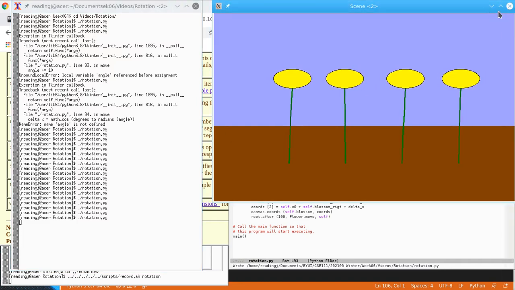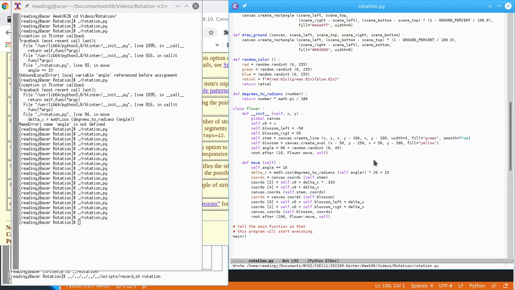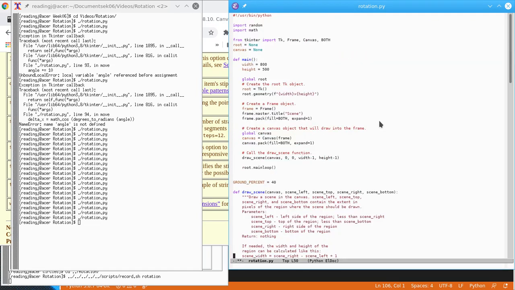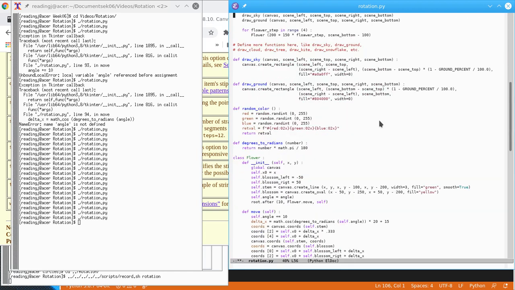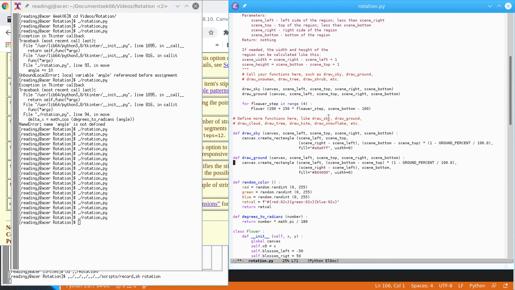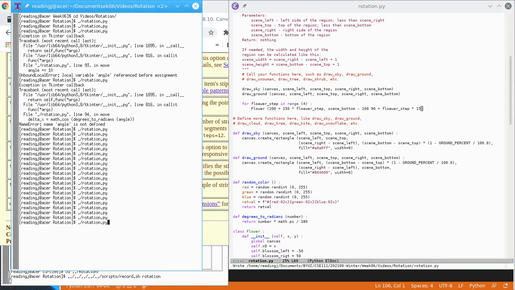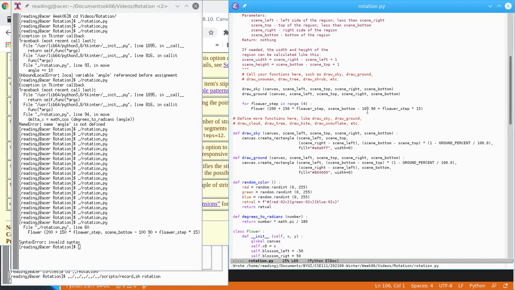Of course, if you wanted the wind to ripple down them, we'd have to put an angle in here, and where am I calling flower? Here we go. 90 plus flower step times 15. Whoops. Oh, I forgot the comma. Well, sorry about that.